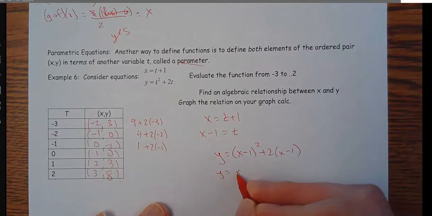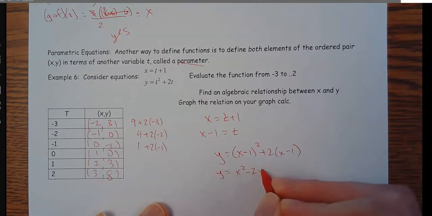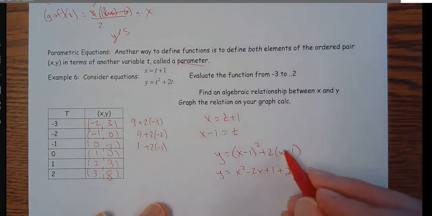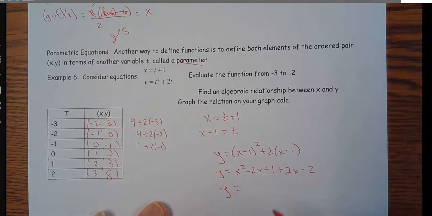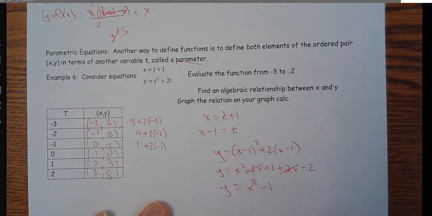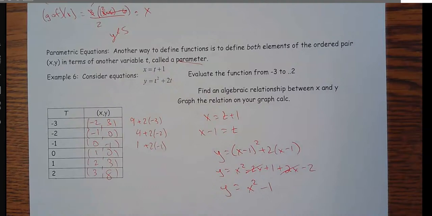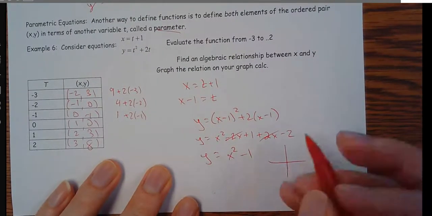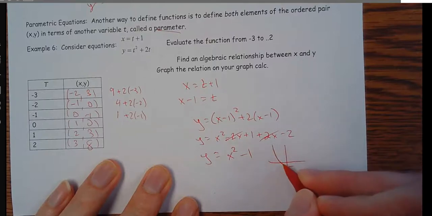So y equals x squared minus 2x plus 1 plus 2x minus 2, if I'm distributing all this. So y equals x squared minus 1. And if you graph that on your calculator, you need to graph it on your calculator because it's a parabola down 1. It's going to look something like that.